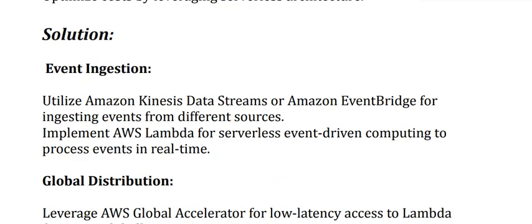As an AWS solution architect, how should you approach this? Here are the below components you should select. First, start with event ingestion. Utilize Amazon Kinesis Data Streams or Amazon EventBridge for ingesting events from different sources. Implement AWS Lambda for serverless event driven computing to process events in real time.